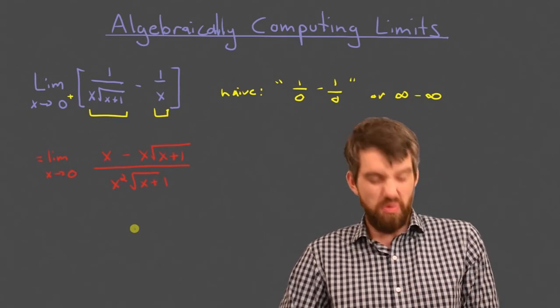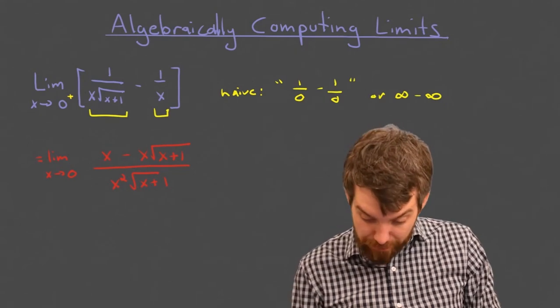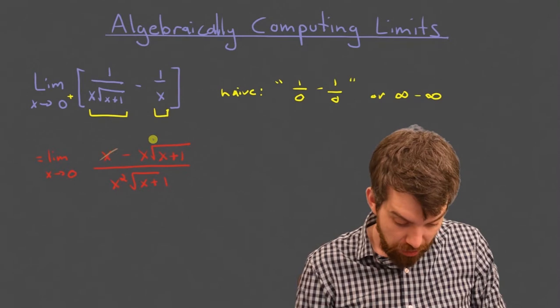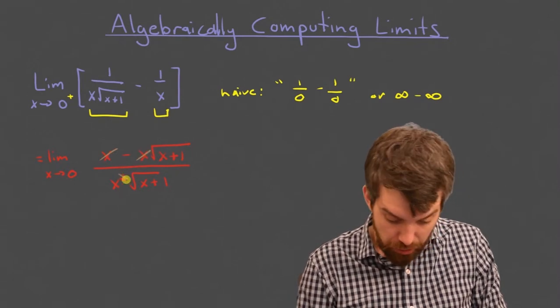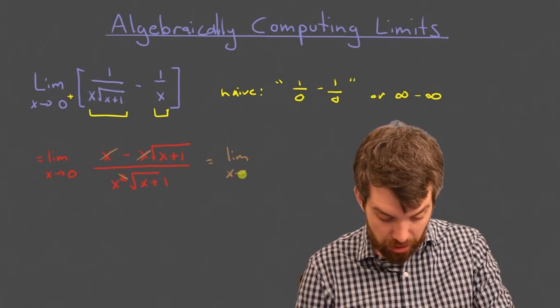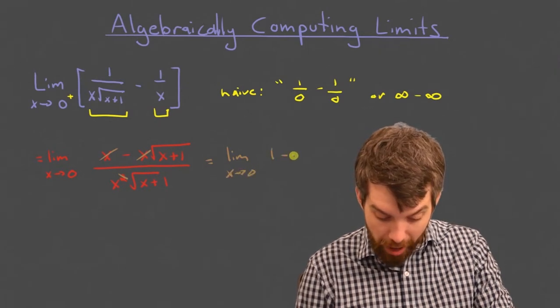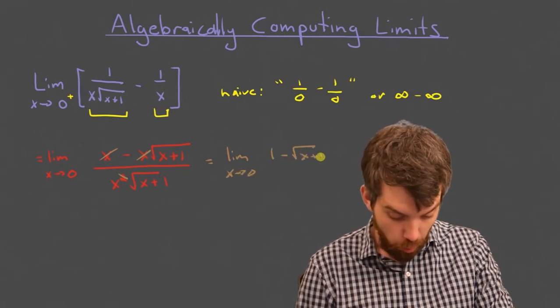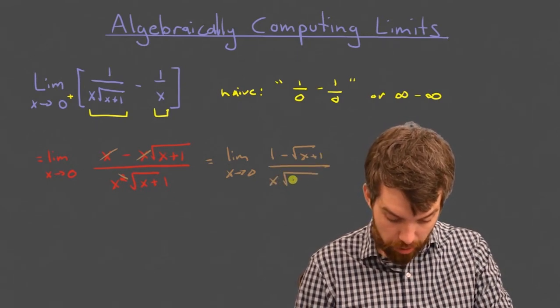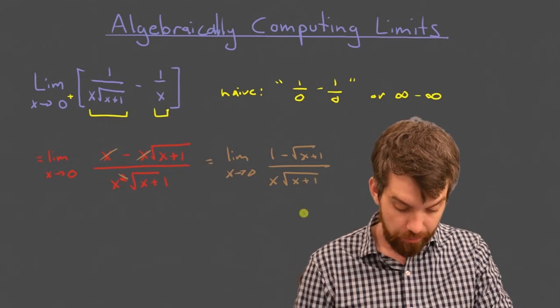It's actually relatively decent, and in fact, if I wanted to, I could go one slightly further step and cancel the x here, and the 2 there, and I'll rewrite this just to keep it a little bit simpler as the limit as x goes to 0 of 1 minus the square root of x plus 1, all divided out by a single copy of x, the square root of x plus 1.